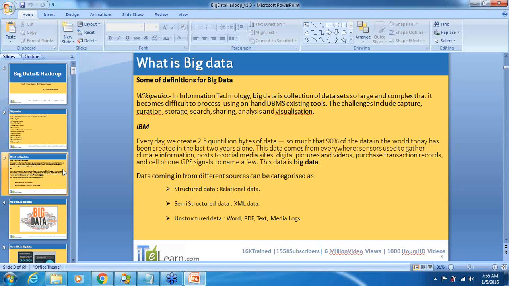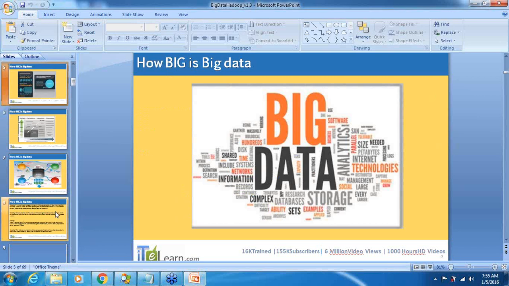When you categorize different types of data, we have structured data, as we have already discussed, and semi-structured data, which can be transferred into XML and stored. Then there is unstructured data, coming from many different formats: Word, PDF, Excel, text, server logs, media logs, and streaming data. Likewise, many other things can contribute to big data.